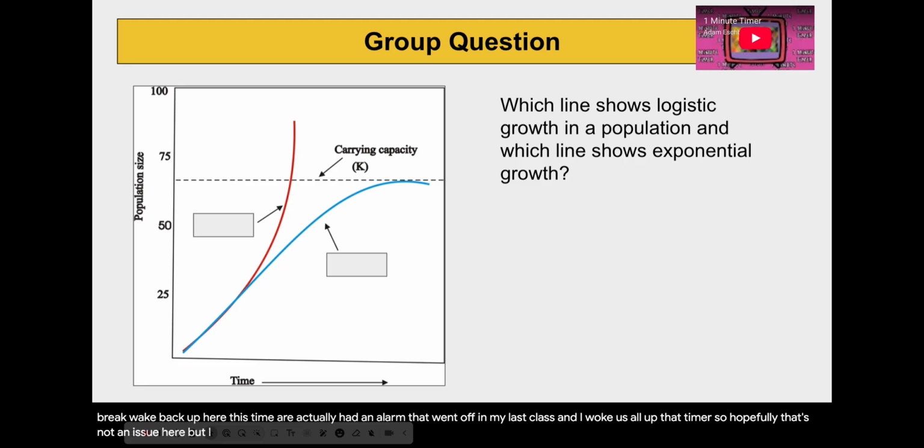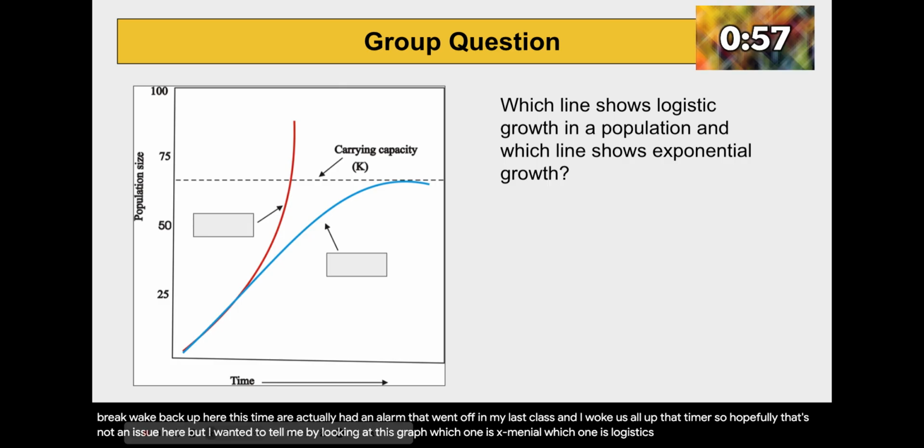But I want you to tell me, by looking at this graph, which one is exponential, which one is logistic growth? And it should be easy, fast. Yep. So, which one goes up, guys? Give another example of a species that shows exponential growth.